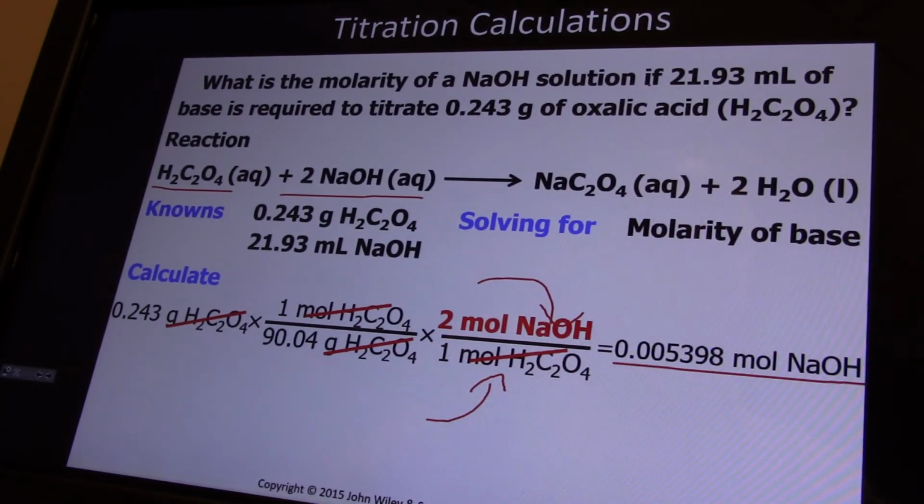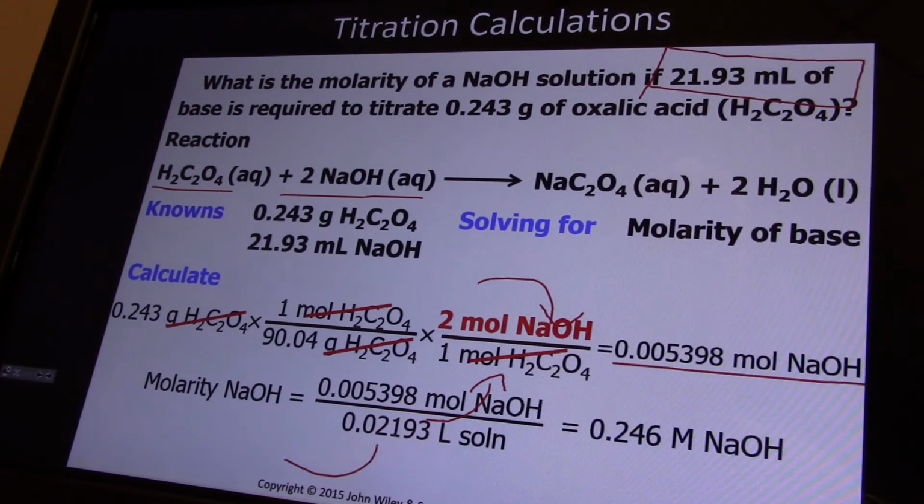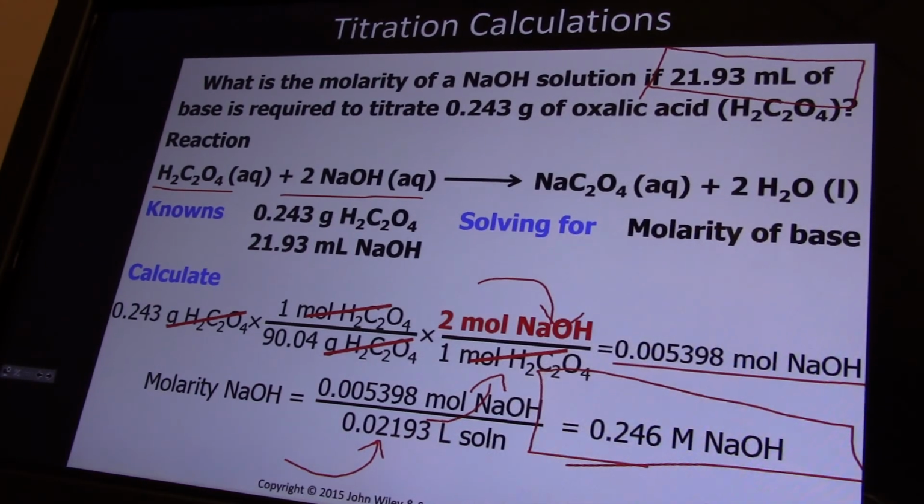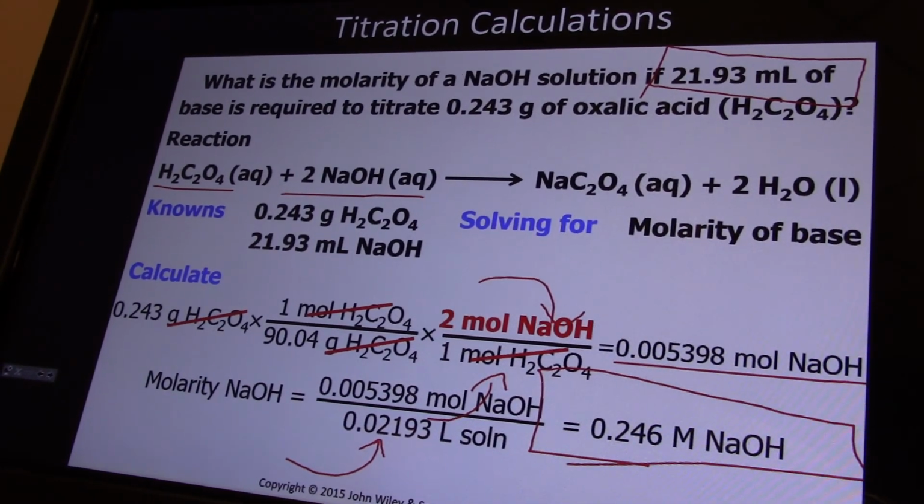And they gave me the volume up here. This has to be in liters, so 21.93 milliliters divided by 1,000 gives 0.02193 liters. And we get an initial molarity of 0.246 molar sodium hydroxide.